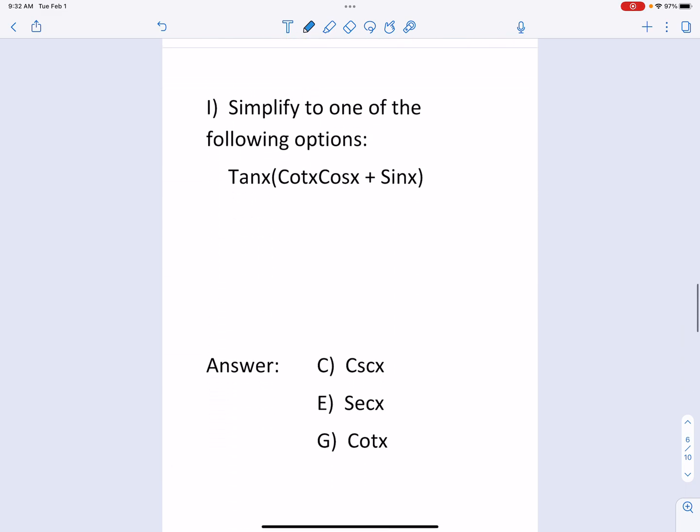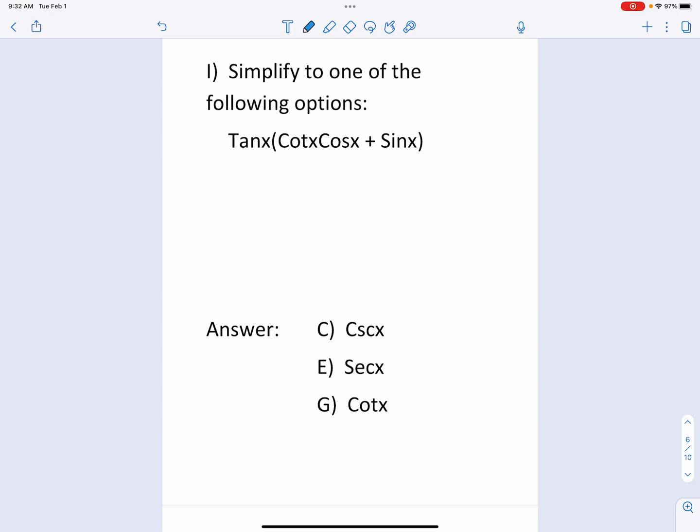Okay. All right, this one is a little harder. I would like you to pause it and see kind of what you can do with it. It is a harder question, just so you're aware.